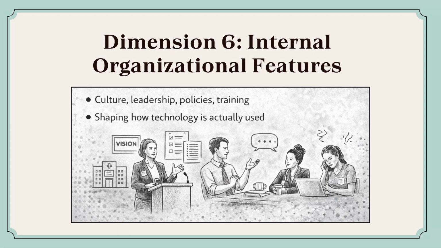The next dimension focuses on internal organizational features, such as culture, leadership, or training. These factors shape how technology is introduced, supported, and used within an organization, and they strongly influence whether a system succeeds or fails. Even well-designed technology can struggle if training is inadequate, leadership support is inconsistent, or the organizational culture discourages feedback or adaptation. The socio-technical model reminds us that technology does not exist independently from the organization using it. It is embedded within the structures, values, and expectations that directly affect how people engage with systems.